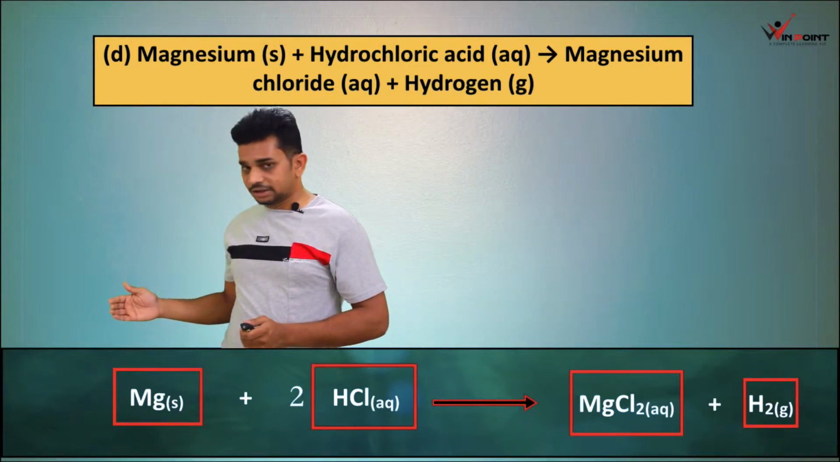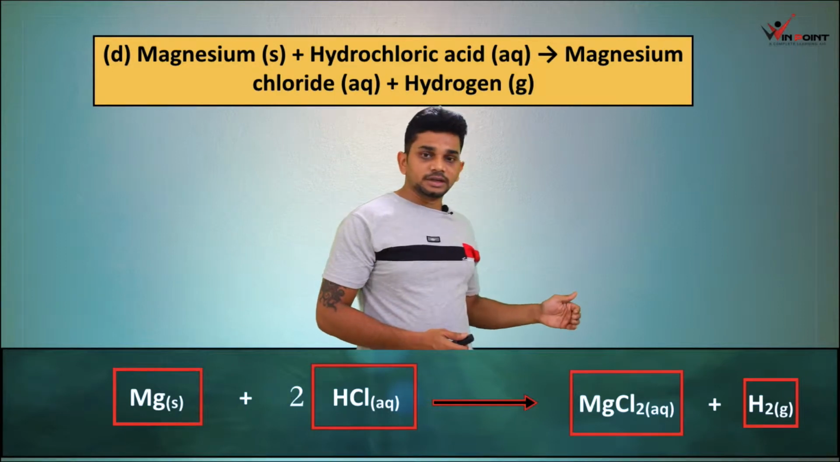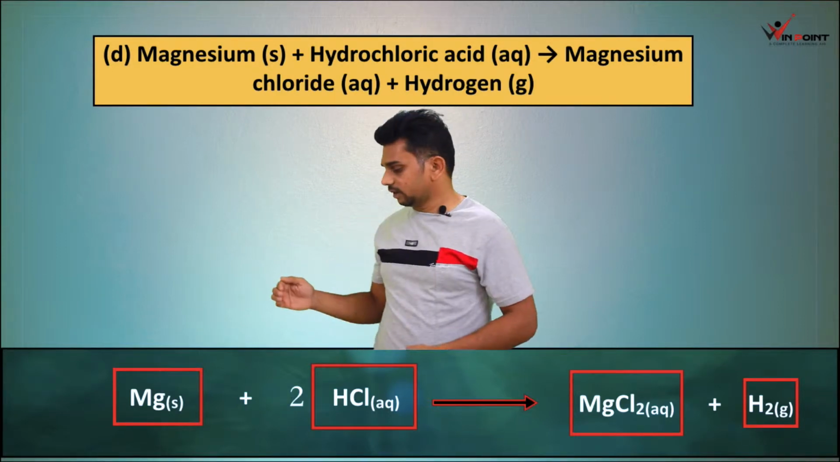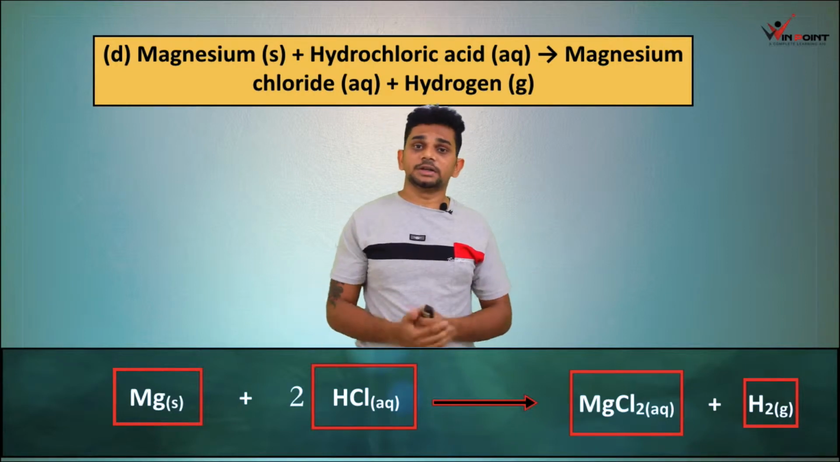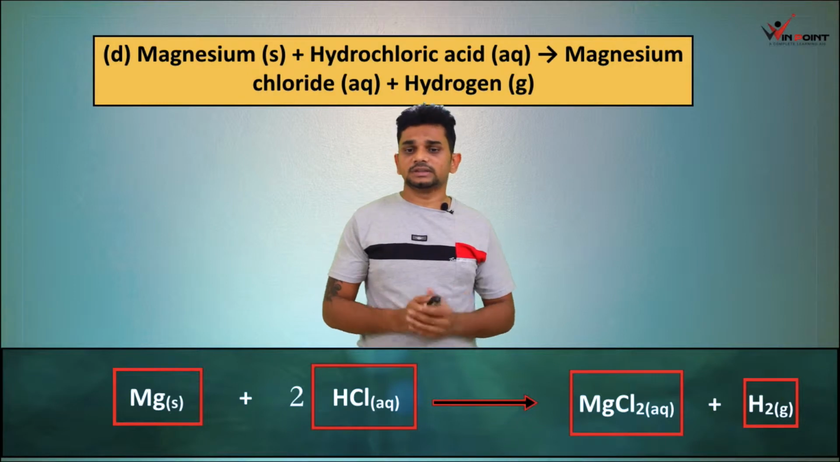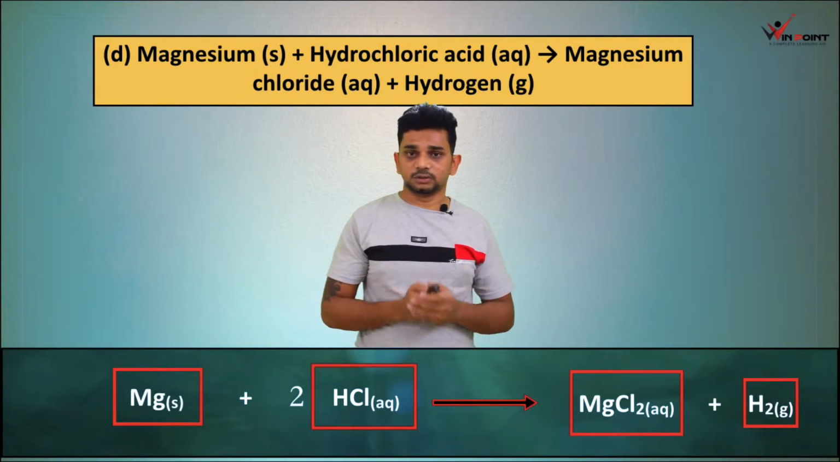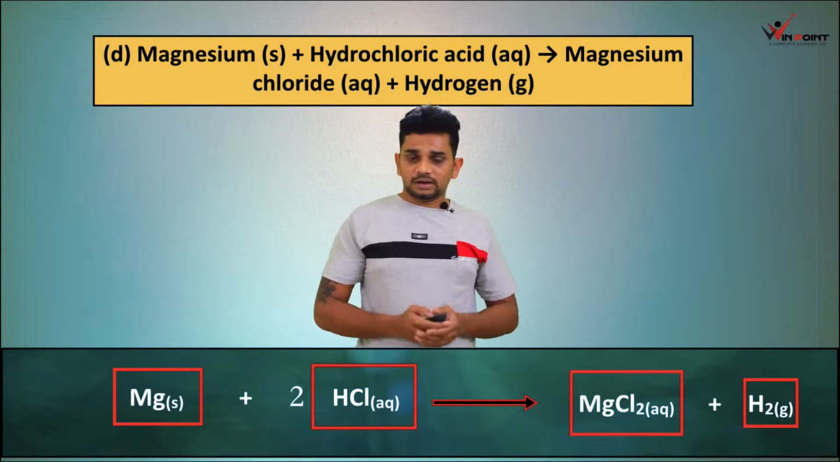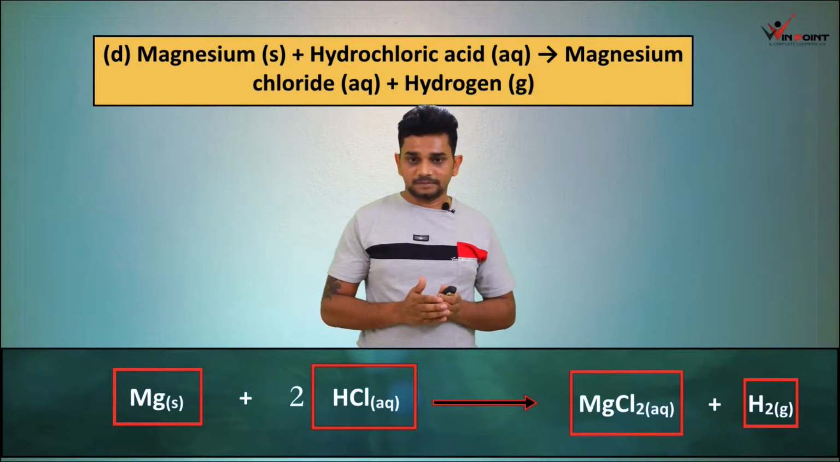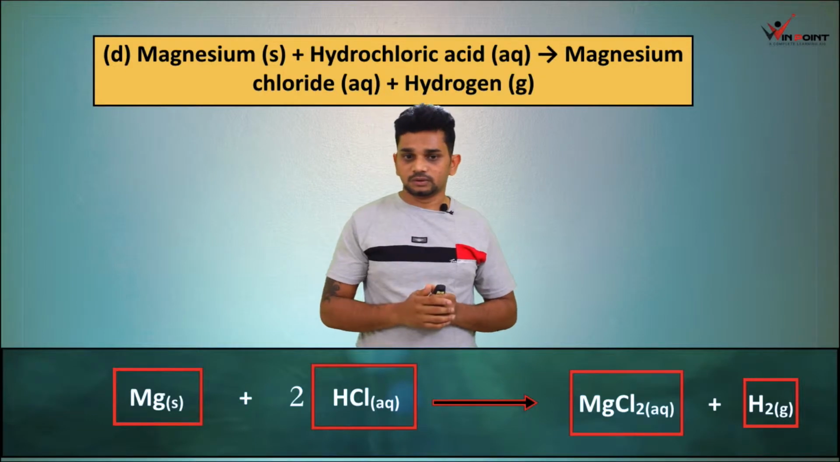Here there is a magnesium atom. Here there is a magnesium chloride molecule. Means there is 1 magnesium here and there is 1 magnesium here. Number of magnesium is also balanced. The balanced equation is Mg plus 2 HCl gives MgCl2 plus H2. Now we can try to identify the type of reaction. Mg plus 2 HCl gives MgCl2 plus H2.